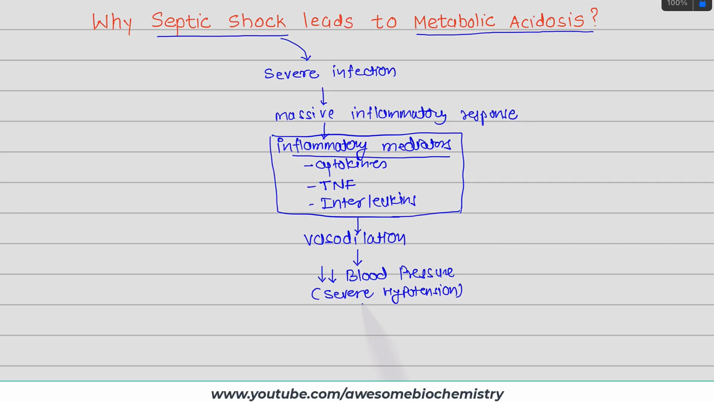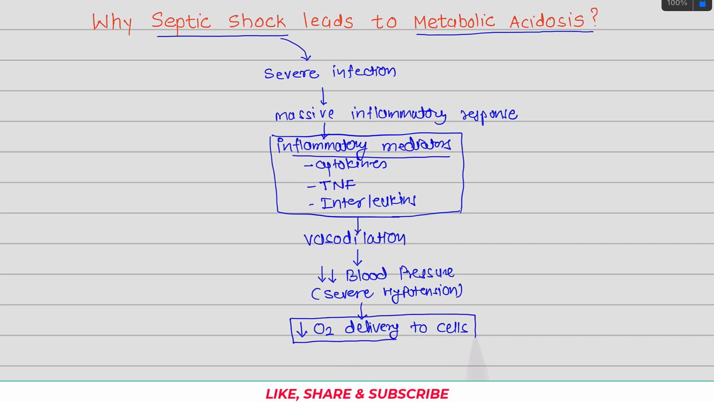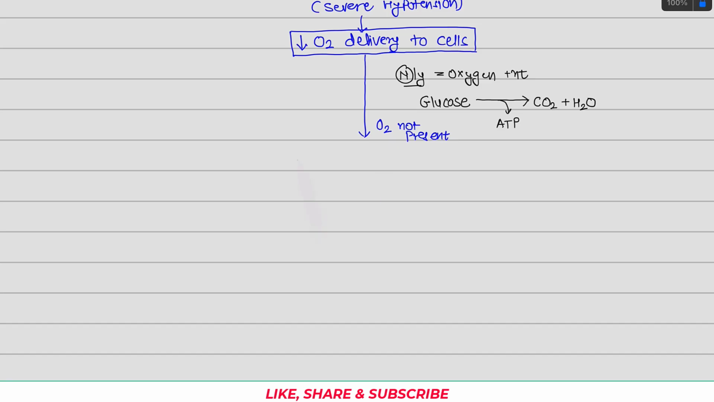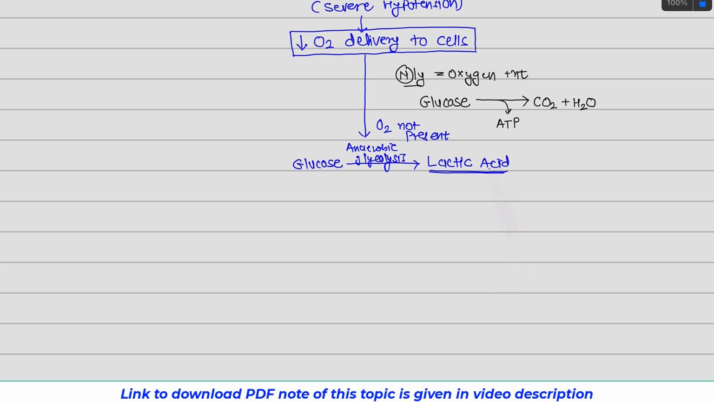And due to this, there is decreased oxygen delivery to cells. Now, this is a very big problem. When cells cannot receive adequate oxygen, they face crisis. Normally, when oxygen is present, glucose is completely oxidized to carbon dioxide and water to produce ATP. But when oxygen is not present, as in septic shock, glucose is only partially broken down to lactic acid through a process known as anaerobic glycolysis. And here is where metabolic acidosis begins.